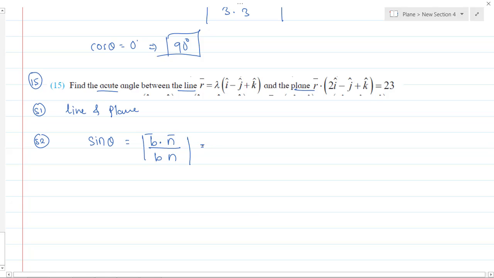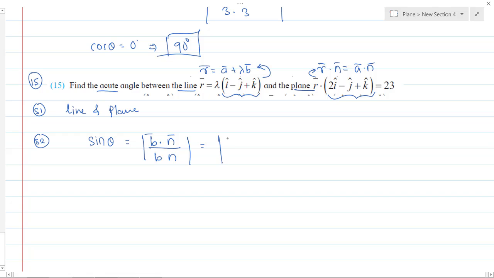What is b bar? You will get b bar in the line equation. So a bar plus lambda b bar: this becomes my b bar and this becomes my n bar. By this time you should understand all the standard equations of the line and plane. So r bar is equal to a bar plus lambda b bar, this is the standard equation of a line, and r bar dot n bar equals a bar dot n bar is the standard equation of a plane.